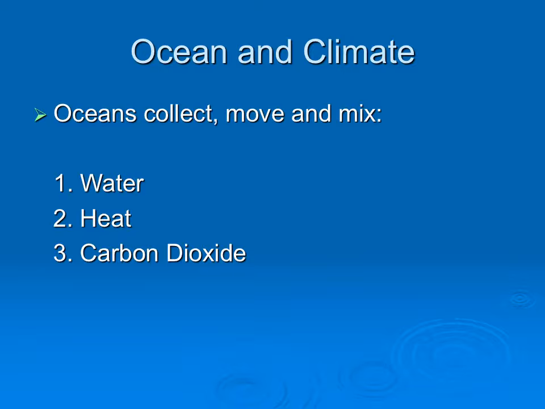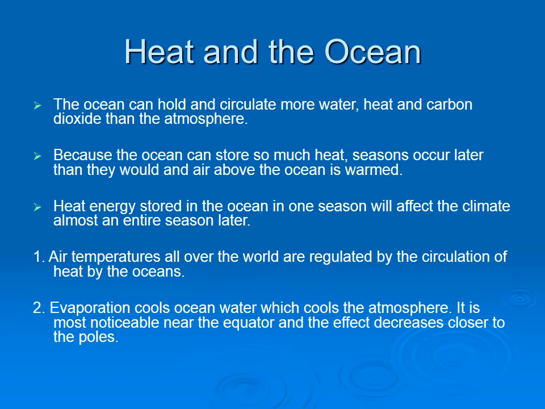All right, so the last part of our lesson is on the ocean and climate. So oceans collect, move, and mix three important things. They collect, move, and mix water, heat, and the gas carbon dioxide. So the ocean can hold and circulate more water, heat, and carbon dioxide than the atmosphere can. So because the ocean can store up so much heat, seasons occur later than they would, and air above the ocean is warmed.